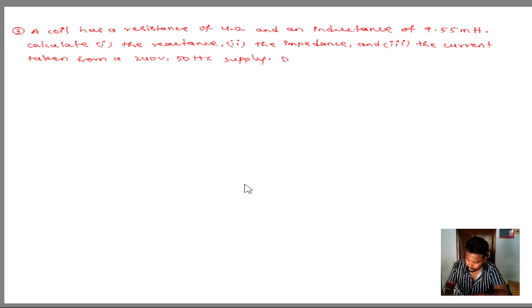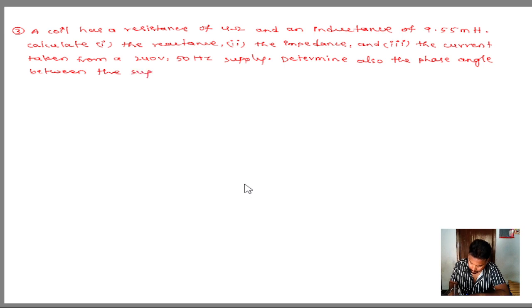And full stop. Next, determine also the phase angle between the supply voltage and current. Yeah, this is the problem.